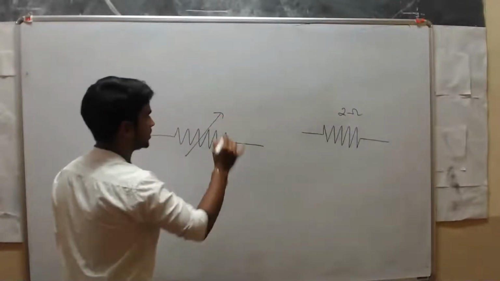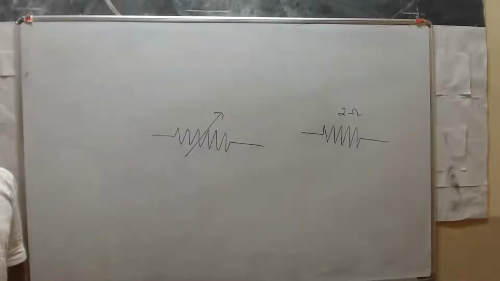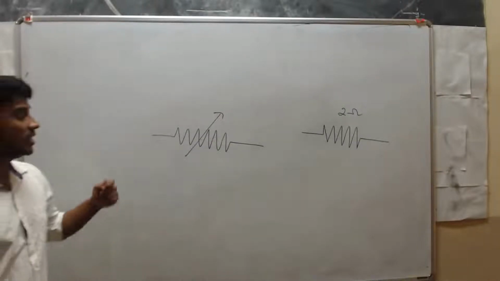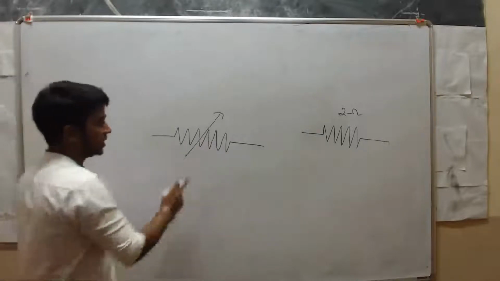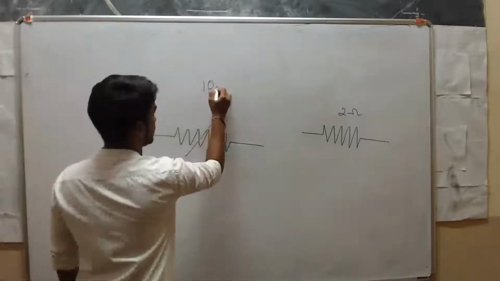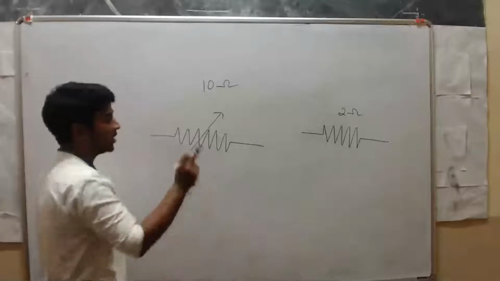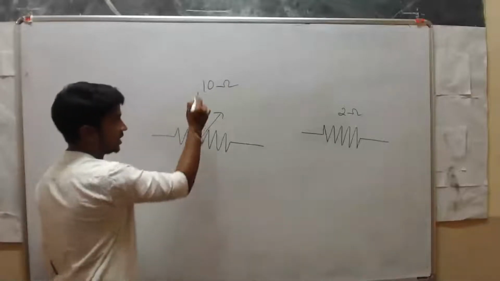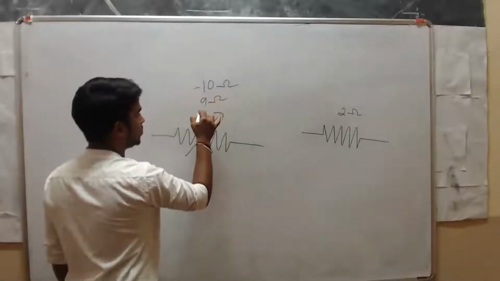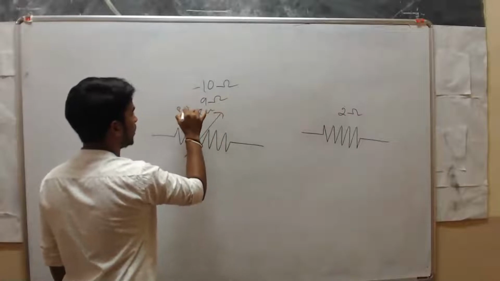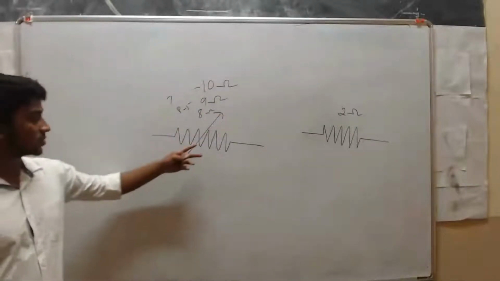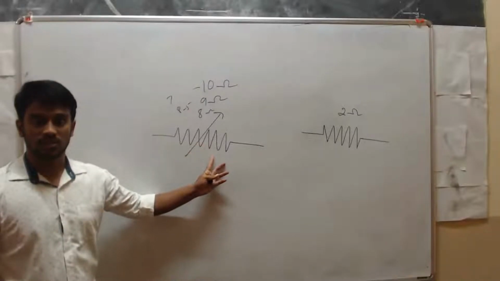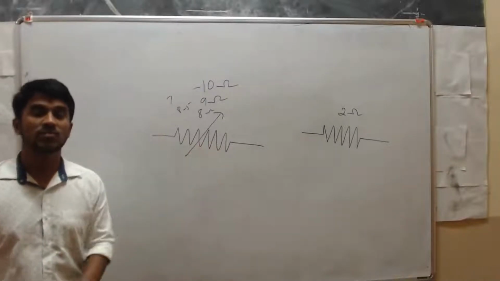if you draw like this, it is a variable resistor. Here you can change the value. Suppose from this resistor you will get 10 ohm. Then from this resistor you can get 10 ohm, 9 ohm, 8 ohm, 8.5 ohm, 7 ohm, 3 ohm, 1 ohm. So this is a variable resistor. From a variable resistor we can get different values.